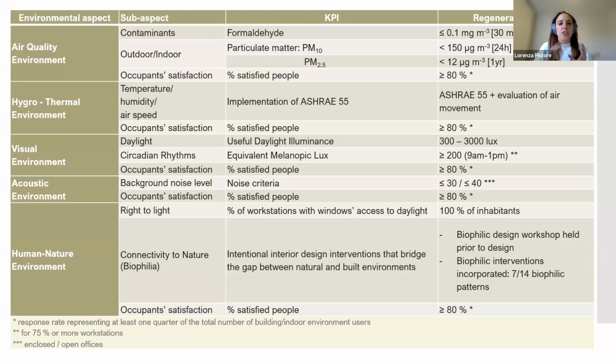So at the end, we reached our framework for the office buildings. This is like a summary table where we have each environmental aspect that we decided to take into consideration, each sub-aspect that we addressed. So for example, for air quality environment, contaminants, outdoor and indoor air, for the hygrothermal environment, as we saw before, temperature, humidity, and airspeed, visual environment, daylight and circadian rhythms, and so on and so forth. For each of them, we identified one KPI, and for each KPI, we identified the most regenerative values that can be achieved within the environment.